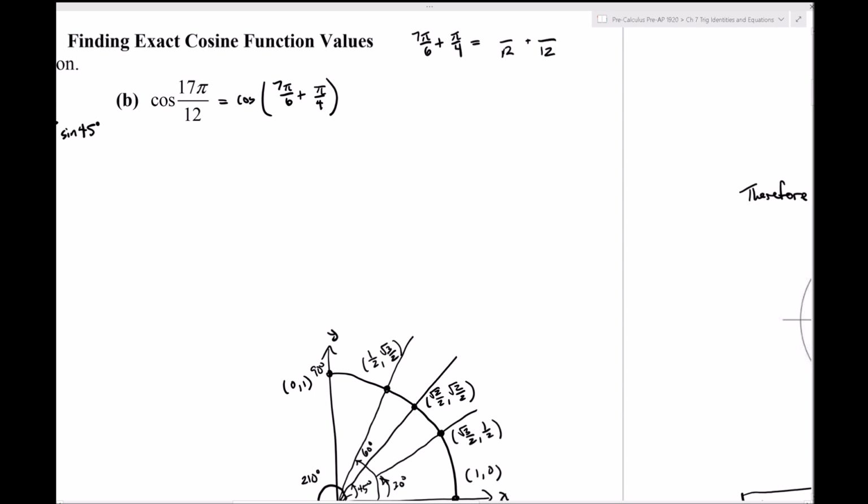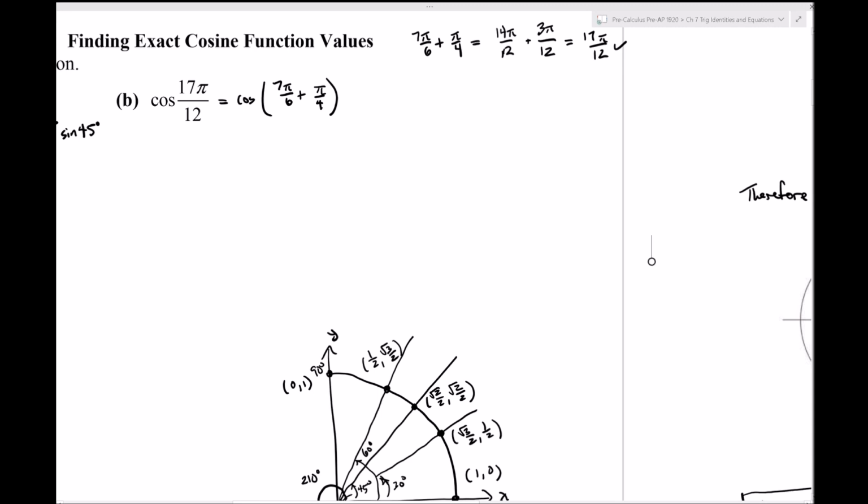And the 7 over 6 changes to a 14 over 12 because you multiply both numerator and denominator by 2 to turn the 6 into a 12. To turn the 4 into a 12, though, you need a 3. So 3 on top. 14 plus 3, 17. It's exactly what we were supposed to get.